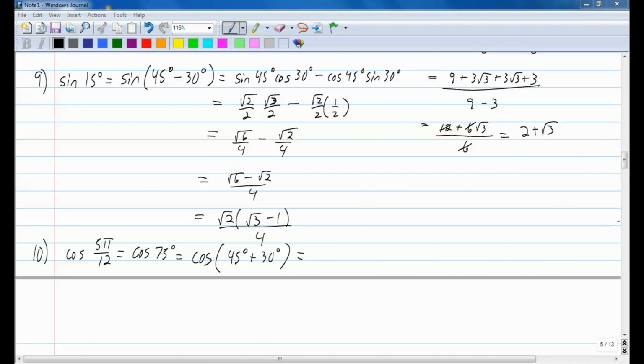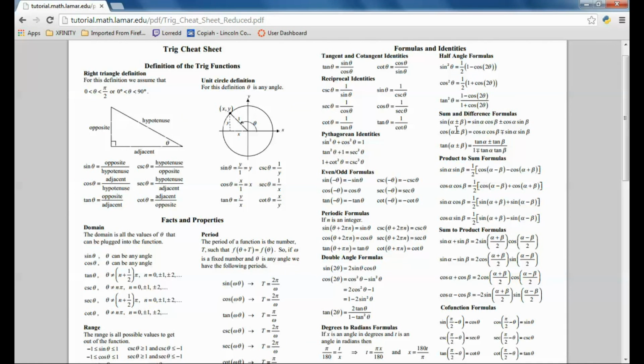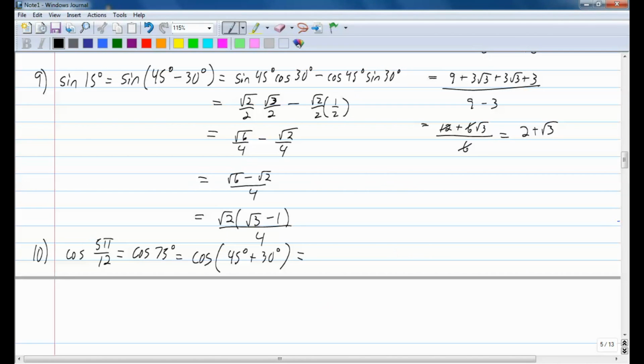Alright, and then we need to use the sum formula for cosine. So it's the cosine of alpha plus beta. When we have a plus here, we put a minus in our formula. So it's cosine alpha cosine beta, and it's going to be minus sine alpha sine beta. So cosine 45 degrees times cosine 30 degrees minus sine 45 degrees times sine 30 degrees. Alright, so that's the square root of 2 over 2 times the square root of 3 over 2 minus square root of 2 over 2 times 1/2.